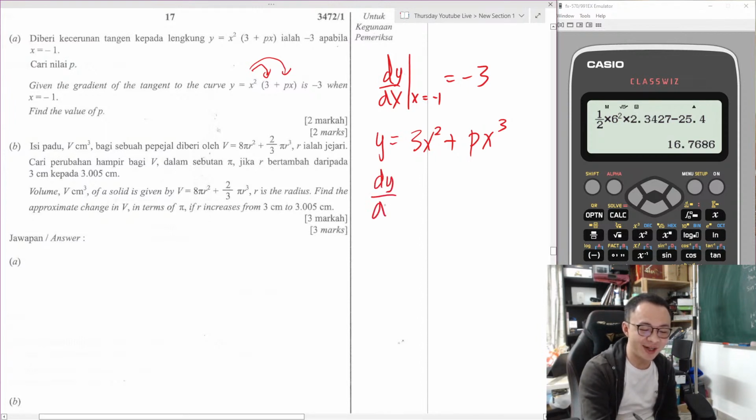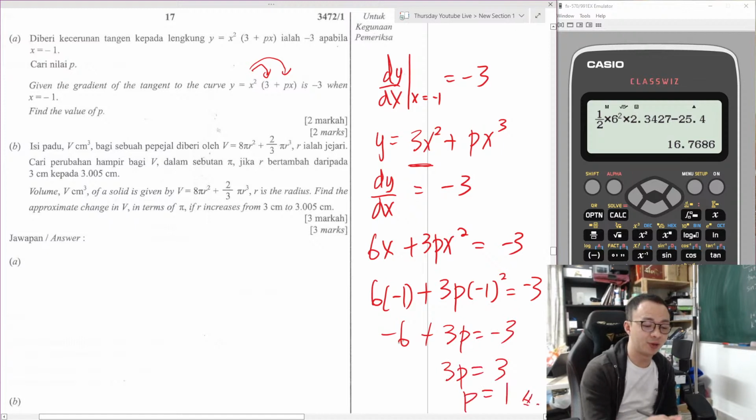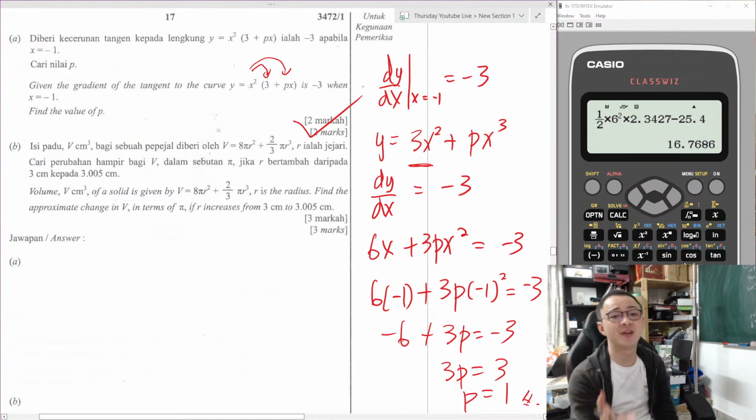Since dy/dx equals -3 when I sub -1 into x, I will get something like this. Differentiating this one gives me 6x. Differentiating this one gives me 3px squared, equals -3. For the 6, I sub the -1 here. For the 3p, I sub the -1 here. So -6 plus 3p equals -3. 3p equals 3, p equals 1. Alright, it's not too bad, this 2-mark question. If you understand the meaning of gradient of tangent, it should be quite easy for you.